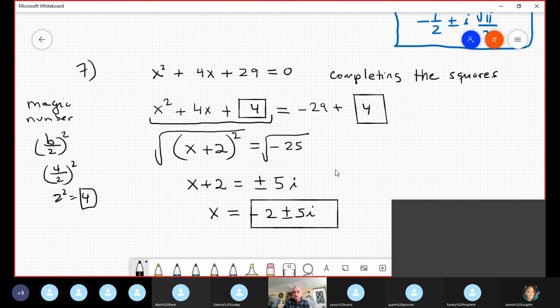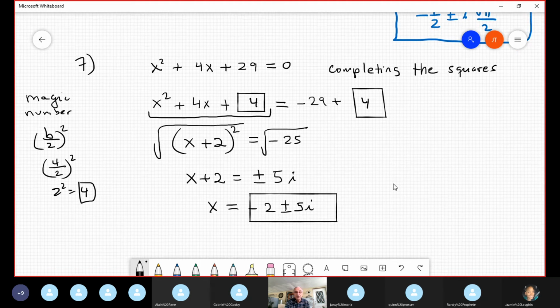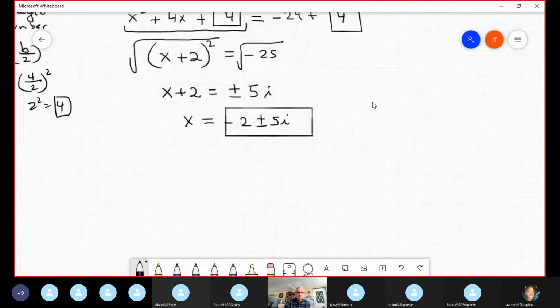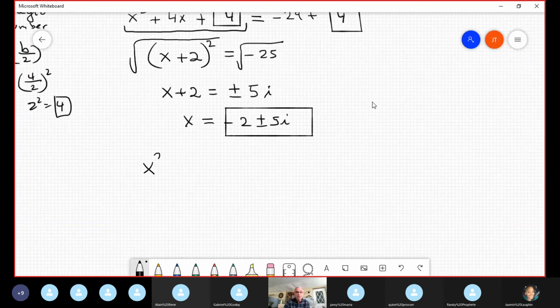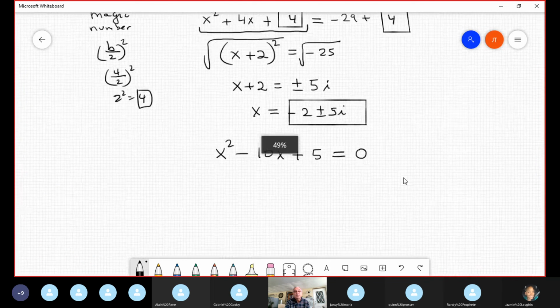Can you do another one? Okay, of course I can. To complete the review, right, let me use my imagination. x squared minus 10x plus 5 equal to 0, by completing the square again.